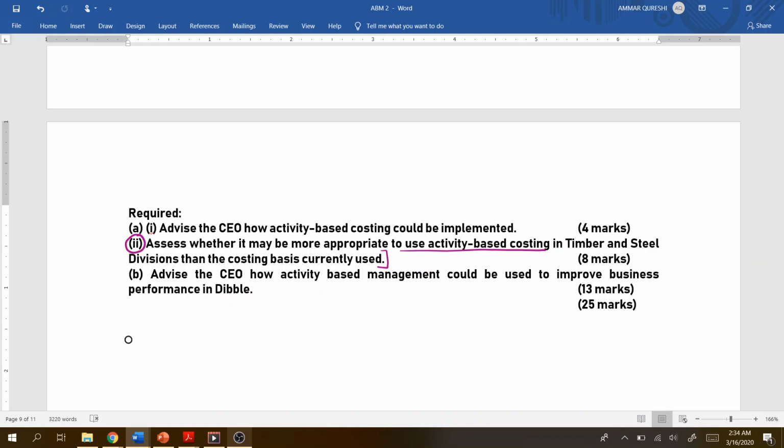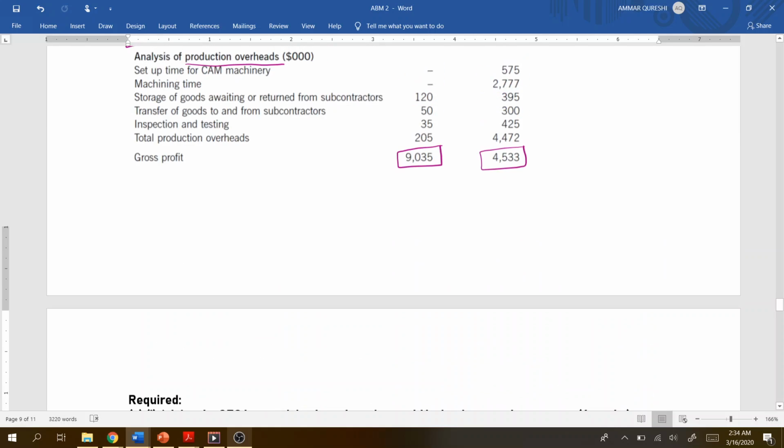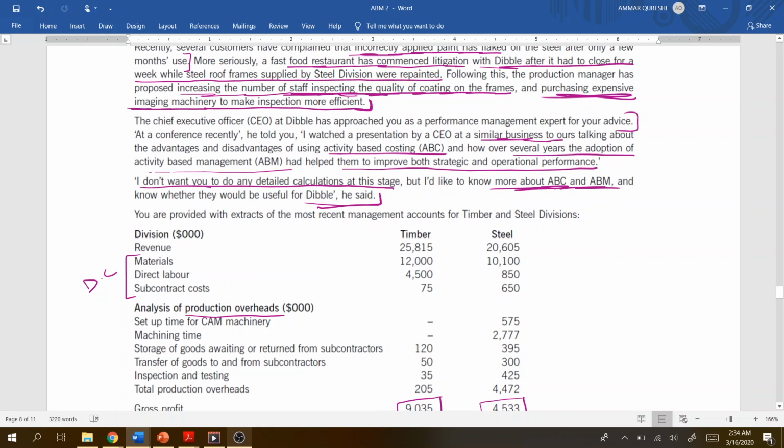So this is basically what the CEO wants from you, and that is for 8 marks, right? You have to justify if you are in favor of activity based costing, and you have to justify if you are in favor of the current costing system, right? So let's see what we can do.